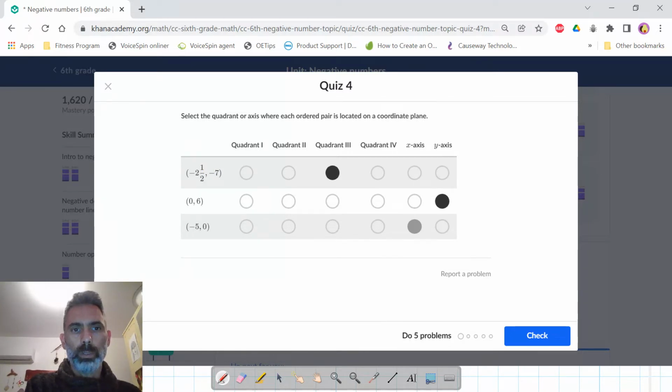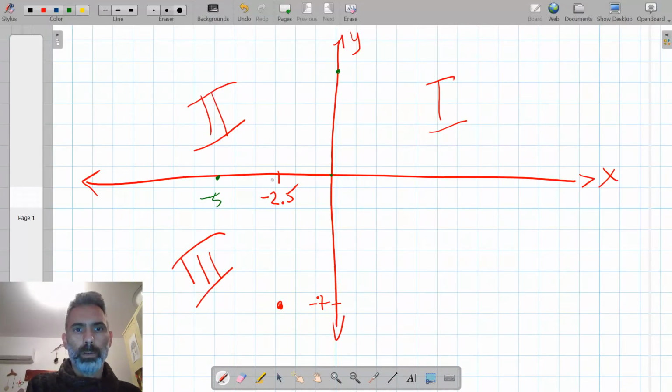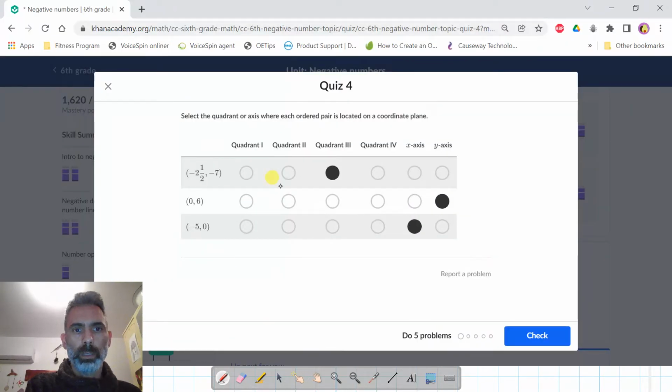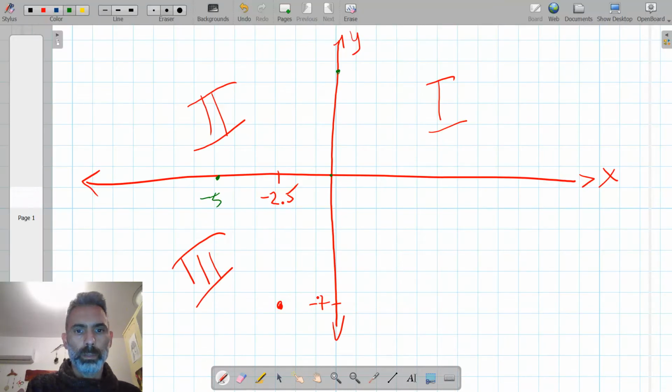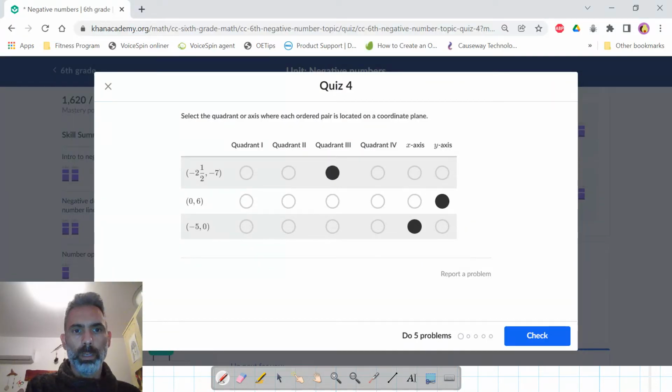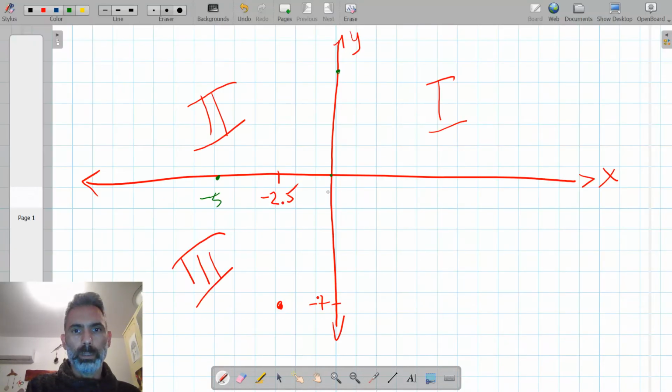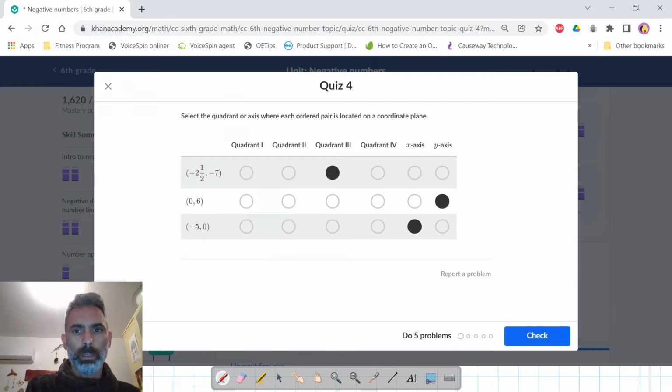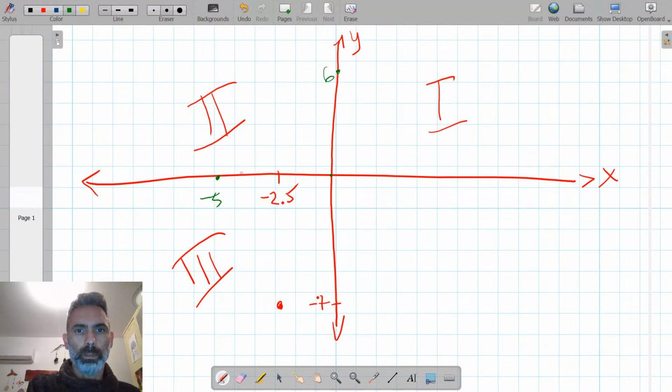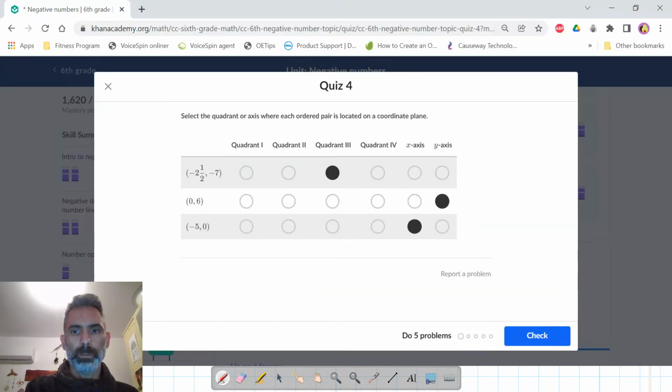Let's make sure. -2.5 on the x, -7, so 1, 2, 3, okay. 0 on the x and 6 on the y, that's 6, so it's on the y-axis. Okay, and (-5, 0), it's on the x-axis, okay.